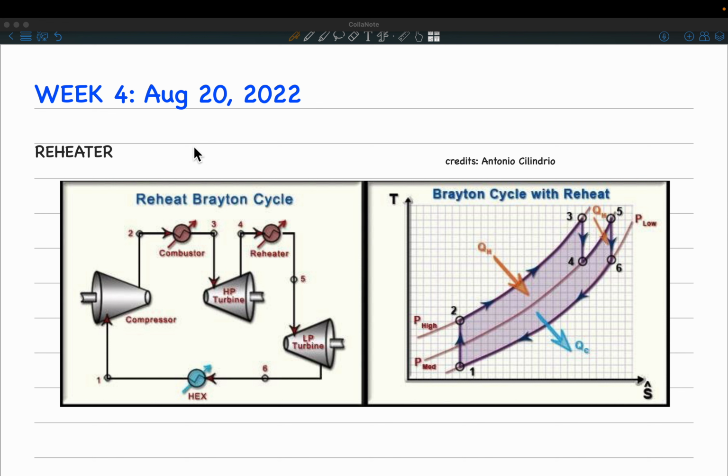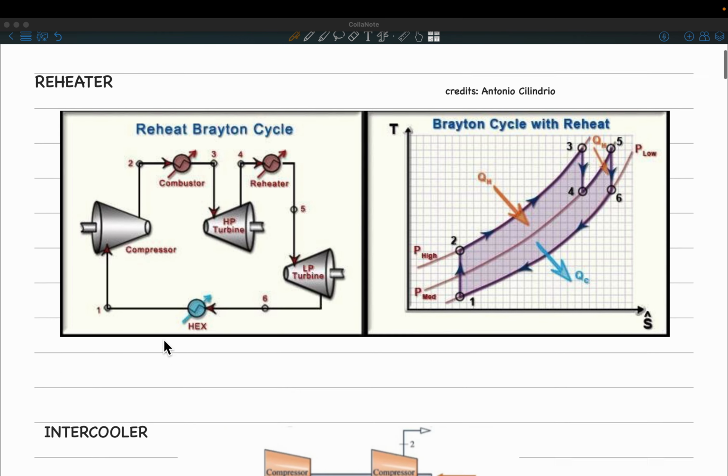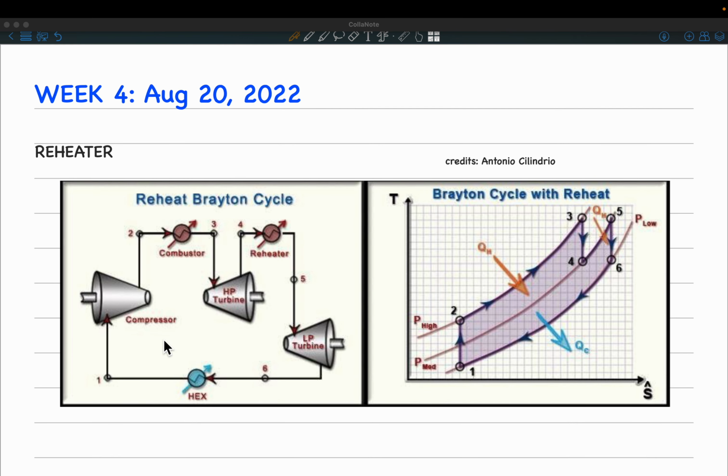Okay, so today I'll be discussing some questions regarding the week 4 syllabus. That is, we have reheater and also we have intercooler. Okay, so as you can see here, reheater is basically a device which is added downstream of the high pressure turbine, basically between a high pressure turbine and a low pressure turbine in a turbojet engine.